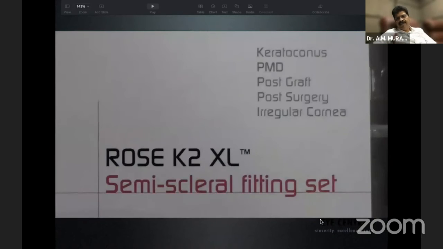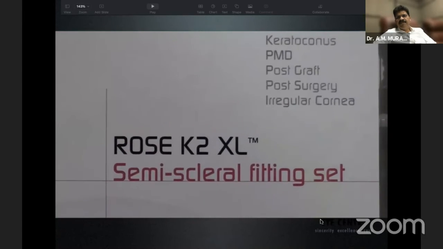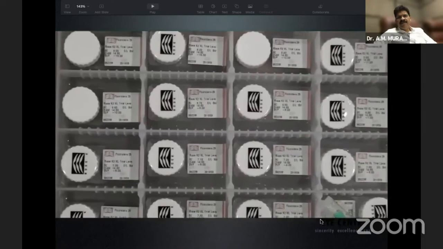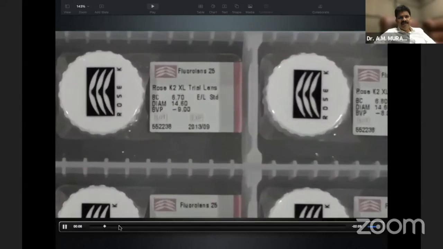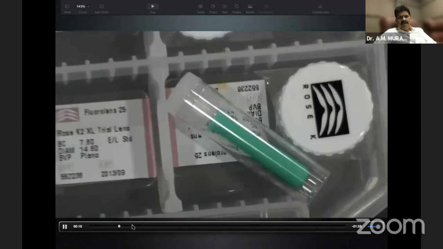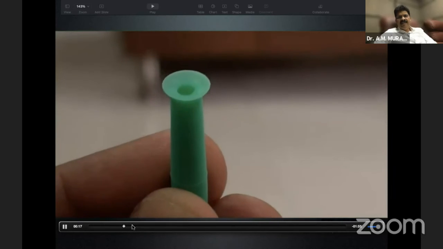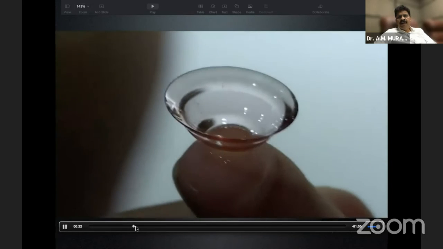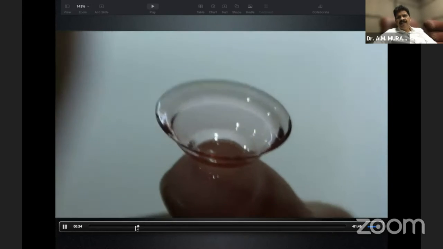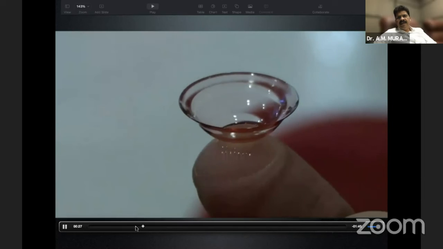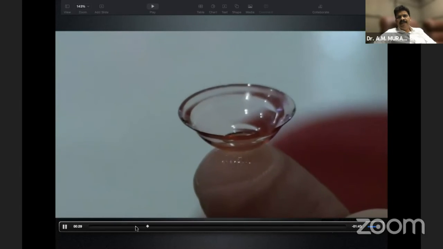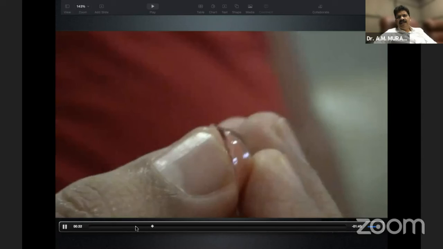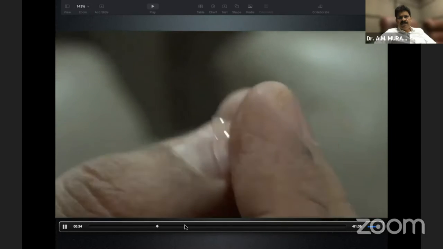Coming to the last lens that I wanted to impress on you, the ROSE K2 XL lens, which is the more advanced or semi-scleral type of lens, wherein you have this trial set with different types of lenses. You again have the lens inserter, which helps you in placing the lens into the patient's eye, and also helps in removing it. This lens is again a large 14.5 millimeter diameter lens. You fill this lens till the brim, as you did with the previous Clearcone lens.